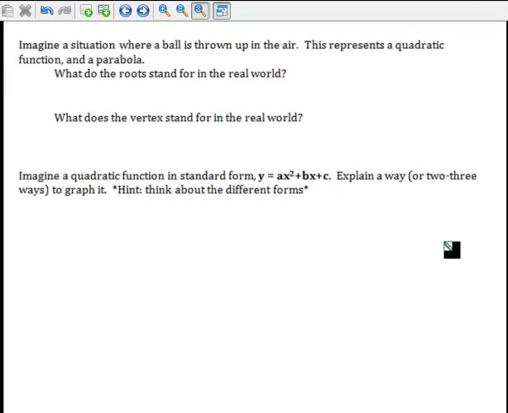On the back here, you were asked to imagine a situation where a ball is thrown up in the air. This represents a quadratic function and a parabola. So let's start with a ball being thrown up in the air. Okay, and actually I don't even need an axis there. If I throw a ball up in the air, that's what it looks like. And let's say here's my x-axis. Okay, we can put a y-axis on here as well.